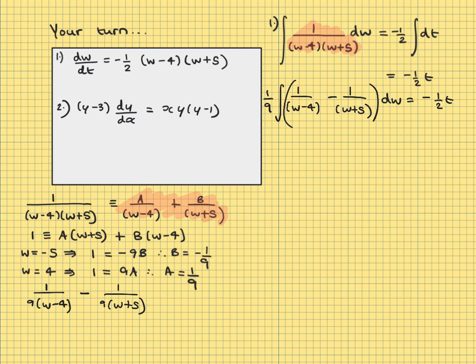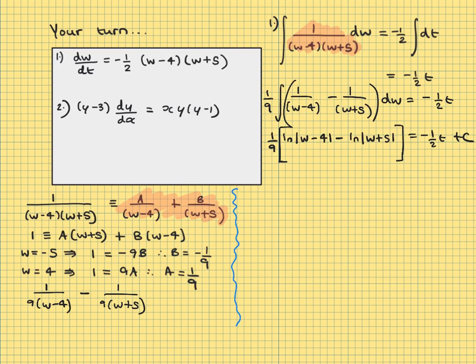So let's integrate each of these separately. So we have 1/9 ln mod w take away 4 take away ln mod w plus 5, and I'll keep the factor of a ninth outside like that, and this is equal to negative a half of t plus a constant as well. Now we might want to rearrange this in some particular way. We may not have been given that information, but you are likely in an exam question to be directed to a particular form of rearrangement.